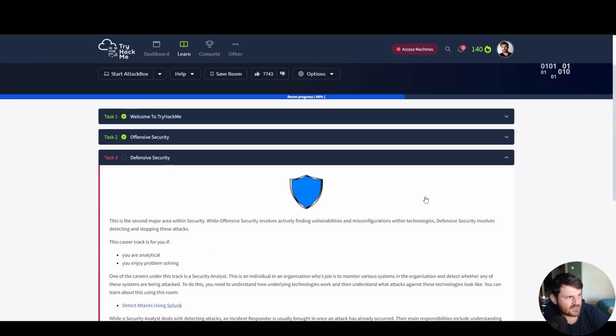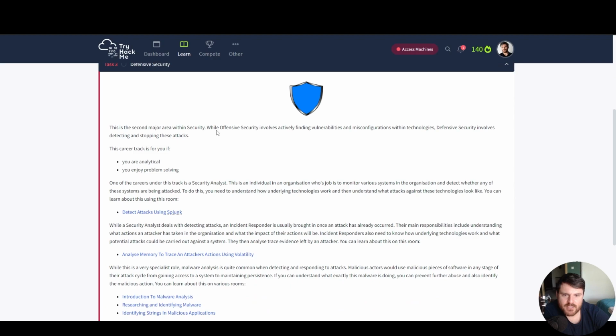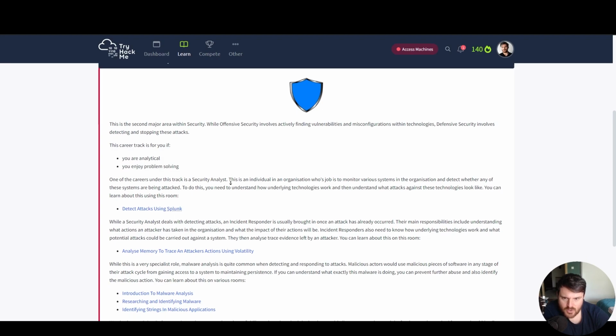So today we have task number 3, which is defensive security. This is the second major area within security. While offensive security involves actively finding vulnerabilities and misconfigurations within technologies, defensive security involves detecting and stopping these attacks. This career track is for you if you are analytical, you enjoy problem solving.